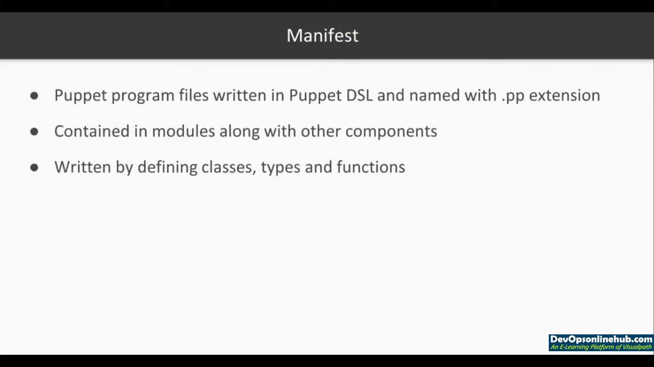Manifest. Manifests can be defined as Puppet program files which are written in the Puppet domain-specific language, or DSL, and are named with the .pp extension. In most cases, manifests are contained in modules and are written by defining classes, types, and functions.